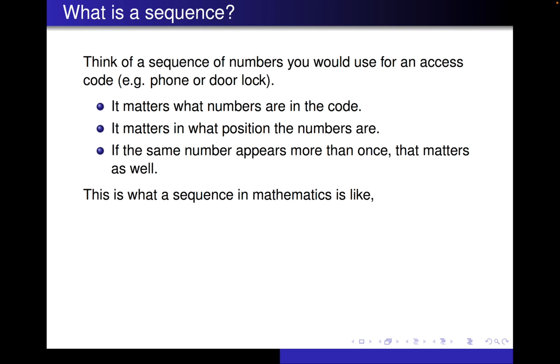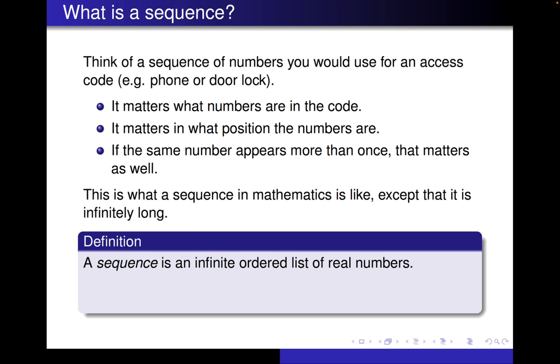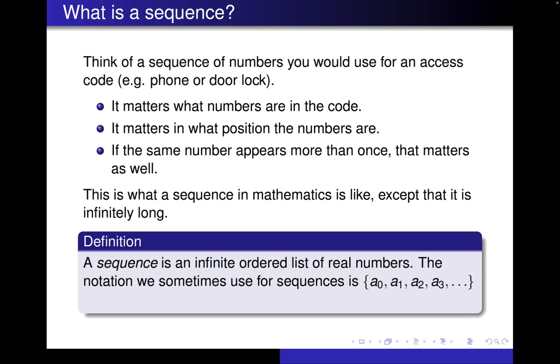So this is kind of what a sequence in mathematics is like. The only difference with a sequence is that it is infinitely long. So a sequence is an infinite ordered list of real numbers. And the notation we sometimes use for sequences is we use a_0 for the 0th term. That's like the first term, but we usually start at 0. a_1 is the 1st term, the second term is a_2, then a_3, etc. And that's the order that the numbers are in. If we want to make it a little bit more economical, we can just write a_n, where n is the subscript. And then we can write where the n's begin, n equals 0, and up top we write where the n's end, infinity. That just means that the sequence doesn't end.